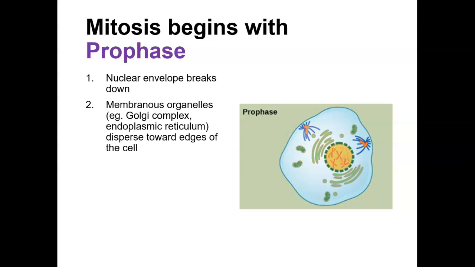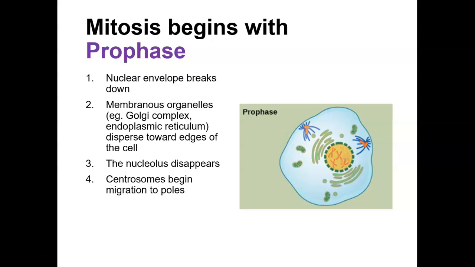The organelles, things like the Golgi and the endoplasmic reticulum, are going to move themselves to the edges of the cell because, again, we're going to have to divide those up. The nucleolus is going to go away temporarily. Here we have our centrosomes with our centrioles. We're going to have to move those to opposite ends of the cell. And microtubules of the spindles are going to start to form. So this is going to be kind of like a clothesline that we're going to hang the chromosomes on.